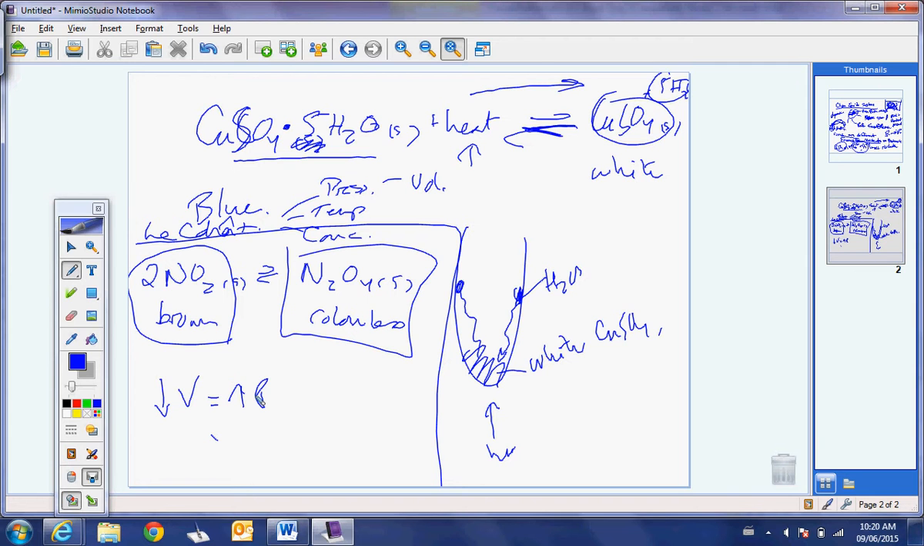Yeah. And if I increase the pressure, I've got 2 moles on this side, so 1 mole on that side. So increasing the pressure is going to make it shift this way, to the side with fewer moles. Everybody okay with that? So you're looking for it to become, hopefully not colorless, but rather a lighter brown.